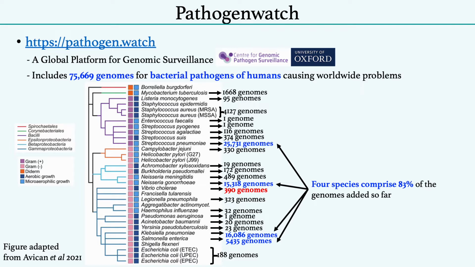We are also convinced that Pathogen.watch will be an extremely useful website for Vibrio cholerae, and so we have started to upload Vibrio cholerae genomes to Pathogen.watch. So far, we have put 390 genomes on Pathogen.watch, but as I mentioned on the previous slide, there are many thousand of genomes already available, and our goal is to upload as many as possible in the next year.